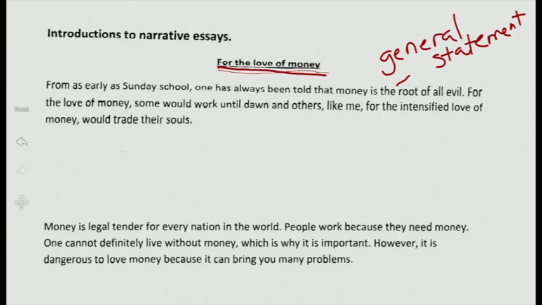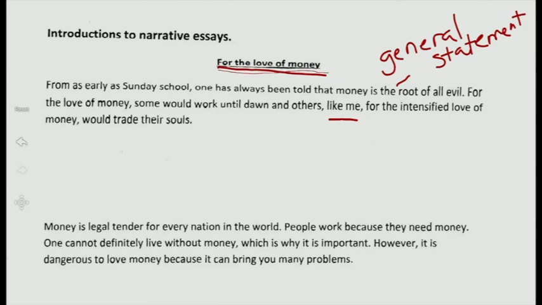For the love of money, some would work until dawn, and others, like me, for the intensified love of money, would trade their souls. When you say, I would trade my soul, it shows that this person is so committed to whatever is going to bring money, that one can trade his or her soul. And then this somehow shocks. It's a shocking revelation, or rather a shocking confession, I'd say. And this is an interesting way of introducing a story, with some kind of shock, that, oh, this is how it is, to such an extent. For the love of money, you can trade your soul.